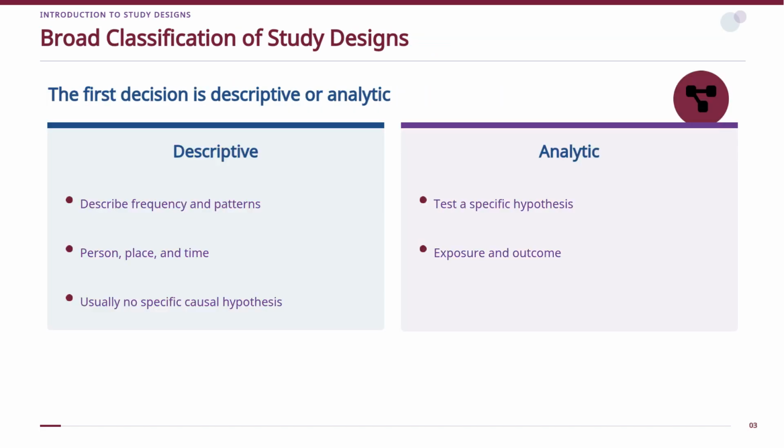Study designs can be divided into two main groups: descriptive studies and analytic studies. Descriptive studies describe a disease or health condition. They may show how common it is and how it differs by person, place, and time. These studies usually do not start with a specific hypothesis about cause. Analytic studies, in contrast, test a specific hypothesis. In epidemiology, this often means asking whether an exposure affects the risk of an outcome.